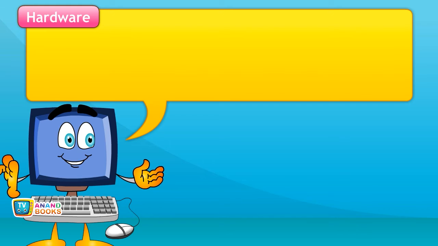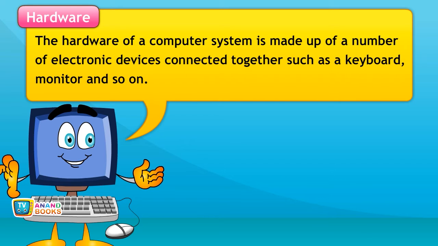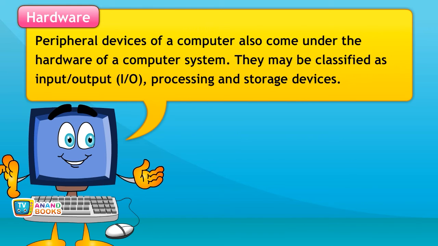Hardware. The hardware of a computer system is made up of a number of electronic devices connected together, such as a keyboard, monitor, and so on. Peripheral devices of a computer also come under the hardware of a computer system. They may be classified as input, output, processing and storage devices.